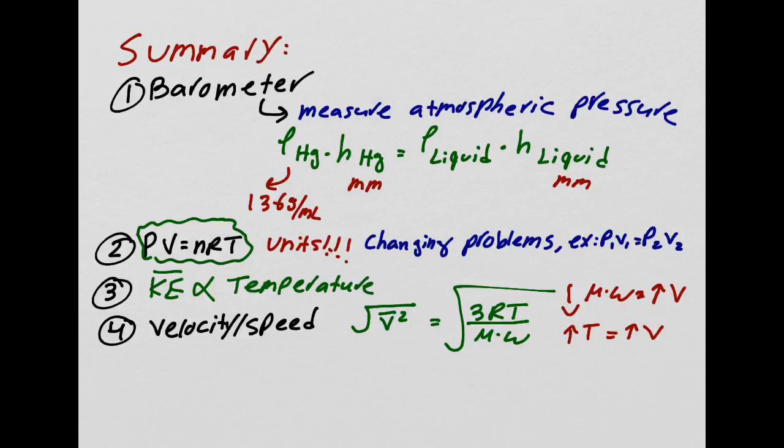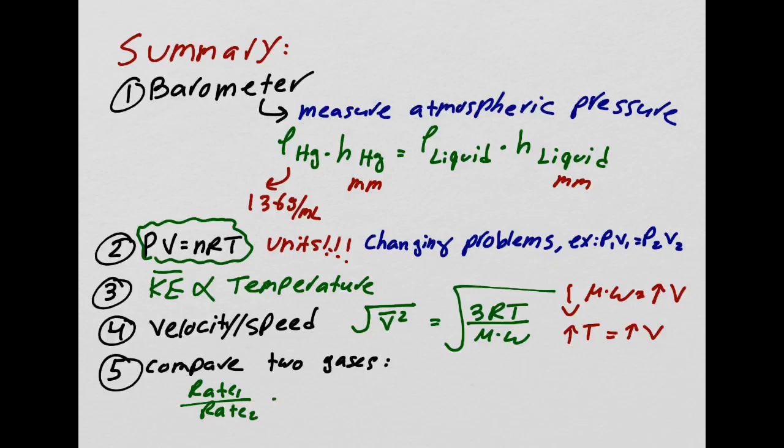All right, now the other thing that we talked about is that you can compare two gases. Let me redraw this. So I can compare two gases, and then how do I do that? That was the rate 1 over rate 2 equals the square root of molecular weight 2 over molecular weight 1.